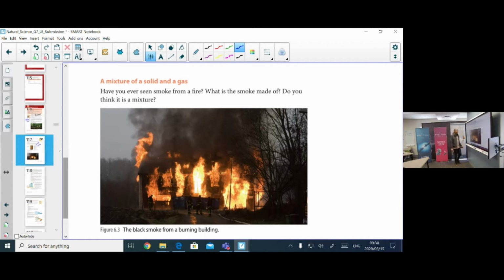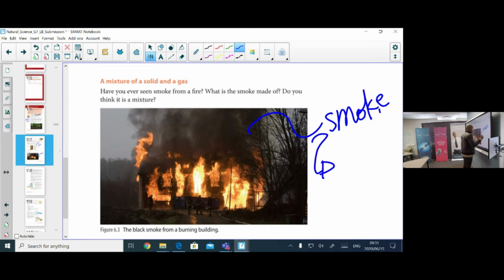If you've ever been exposed to smoke, you'll find that it is very affecting to your lungs, your coughing and your breathing. Why is that? Smoke looks like air. Why is it that it affects our breathing like that? It's because smoke is a mixture, right?